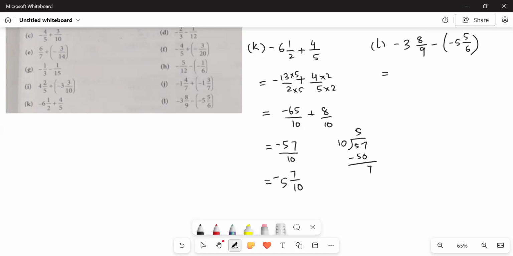3 nines are 27 plus 8 is 35. Minus 35 upon 9, right? Then minus minus plus, 5 sixes are 30 plus 5, 35 upon 6, right? Now the denominators are different and the numerators are same. So are we going to convert the denominators?